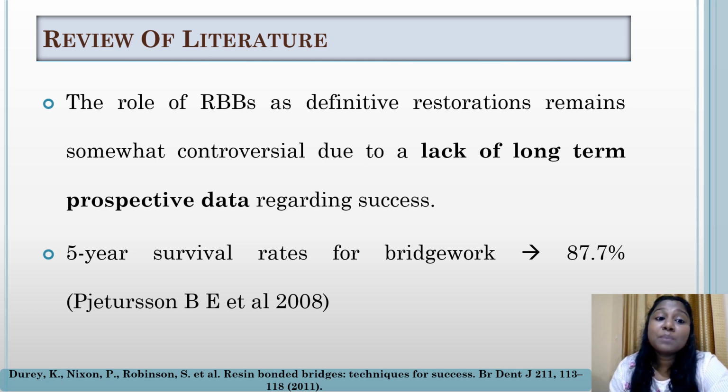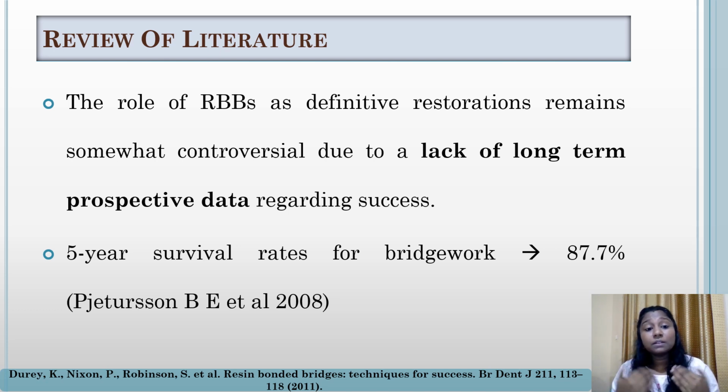Coming to the important part of the module, which is the review of literature. Now, any topic that you take up, it always has to be evidence-based. So let's see some important review of literature. One major problem with resin bonded bridges, as I've been saying, is that there is a lack of long-term prospective data. However, there has been a few data available.